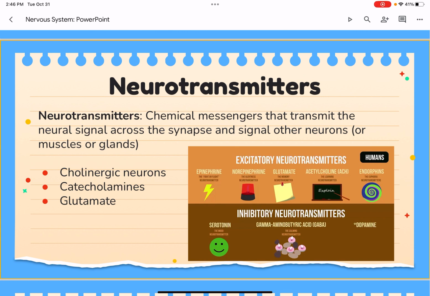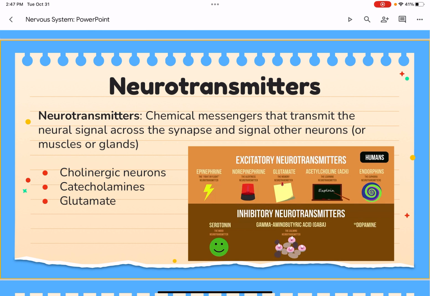Neurotransmitters are chemical messengers that transmit the neural signal across the synapse and signal other neurons or muscles or glands. There are more than 50 different neurotransmitters that have been identified. Some neurotransmitters modify the effect of other neurotransmitters. For example, they may amplify or dampen the response of a postsynaptic cell.